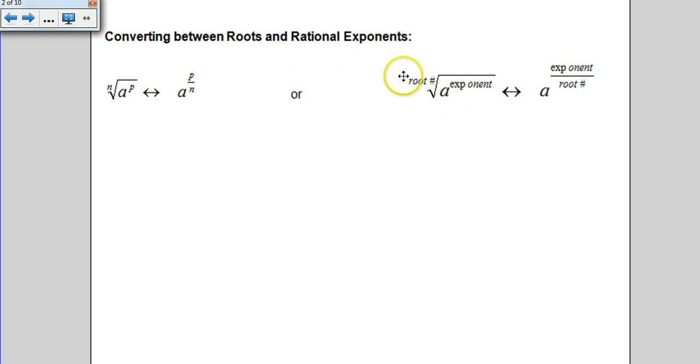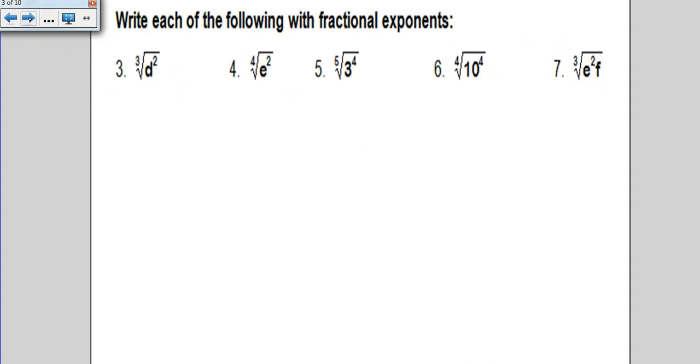It says there's a root number up here in the corner, and then there's an exponent right here above the a, the base. And if you want to change this from a root notation to an exponent notation, you're going to keep that base, but the fraction exponent is going to be your original exponent divided by whatever the root number is. So let's see a few examples of this property in either order.